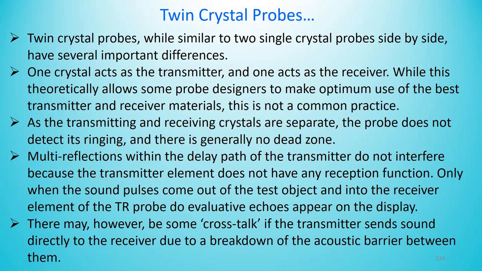Only when the sound pulse comes out of the test object and into the receiver element of the TR probe do echoes appear on the display. There may, however, be some crosstalk, if the transmitter sends sound directly to the receiver due to breakdown of the acoustic barrier between them.